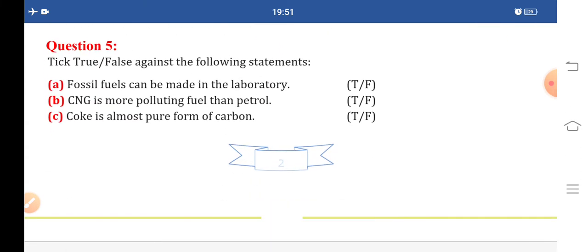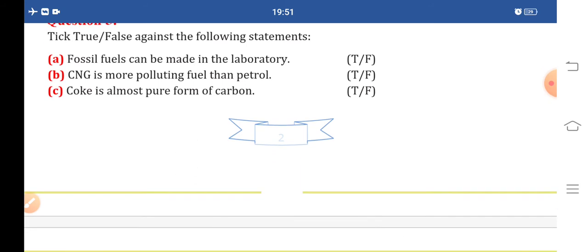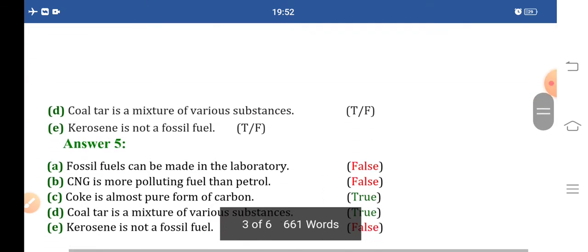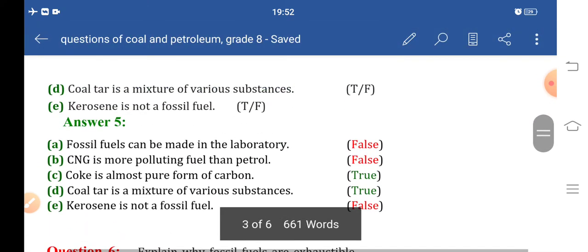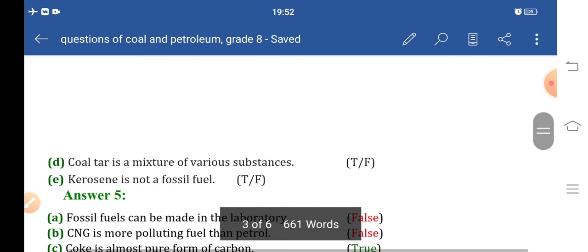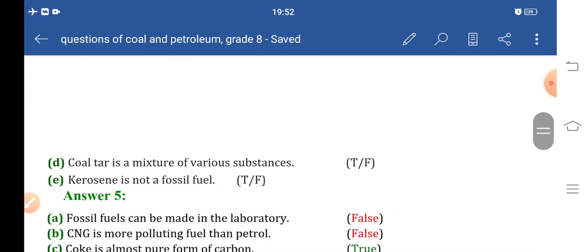Then the true false. Tick true false against the following statements. Fossil fuels can be made in laboratory. Is it true or false? False, of course, because fossil fuels are formed from the dead remains of animals and plants, and that we can't have in the laboratory. CNG is more polluting fuel than petrol. No, it is not a polluting petrol, rather it is pollution free. Coke is almost the pure form of carbon. No, it is not the pure form of carbon. So these are false.